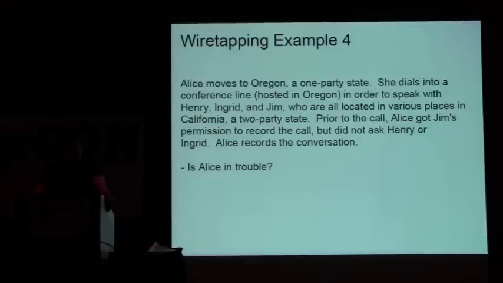Because now she's located in a one-party state, but everybody else is in an all-party state, and she didn't ask everybody else's permission. The answer is she's probably not in trouble.